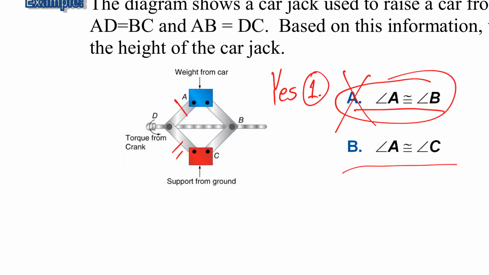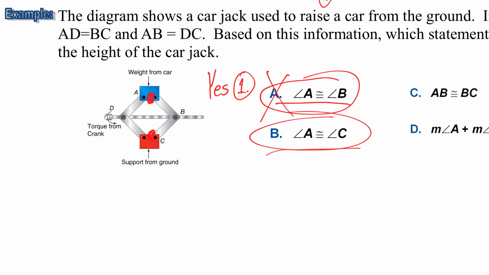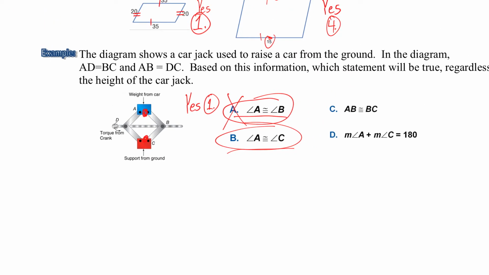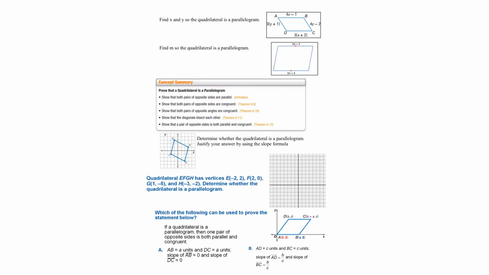Okay, so this is saying angle A and angle C, are these always going to be congruent? Yes, the answer to that one is yes. Opposite angles in a parallelogram are congruent. That's the one. AB and BC are not always congruent, and A and C won't always add up to 180.